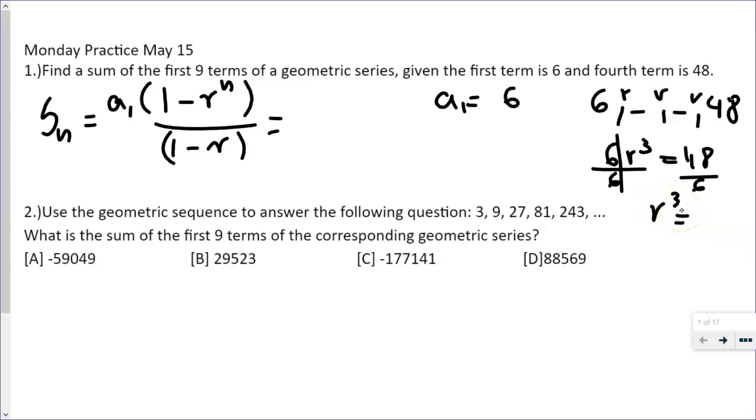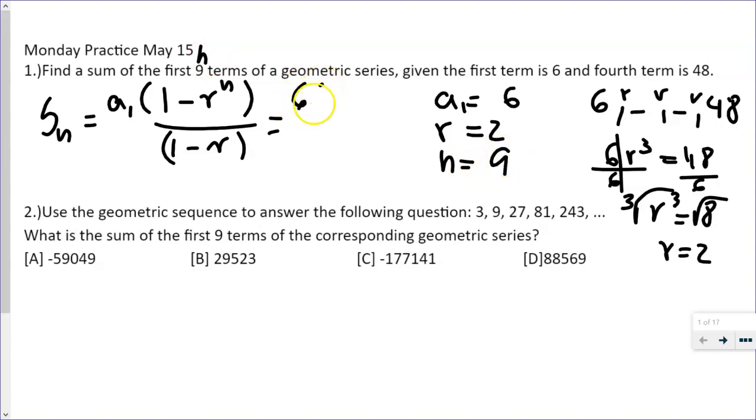equals 8. We're going to cube root both sides. So my r is 2. And then we also know that our n is 9 right here. Okay, so this is going to be 6 times (1 minus 2 raised to the 9th power) divided by (1 minus 2).